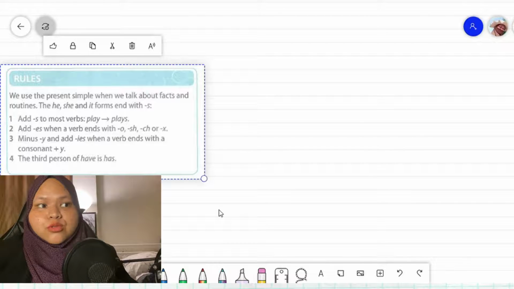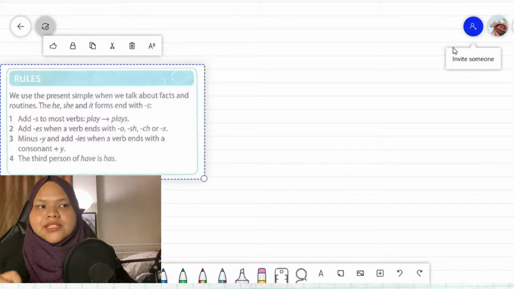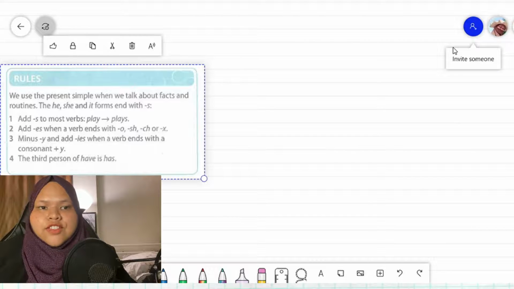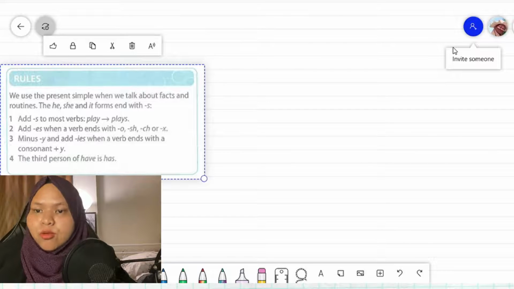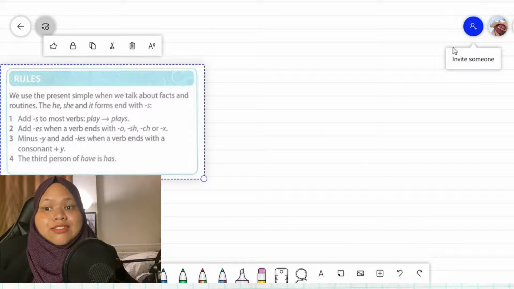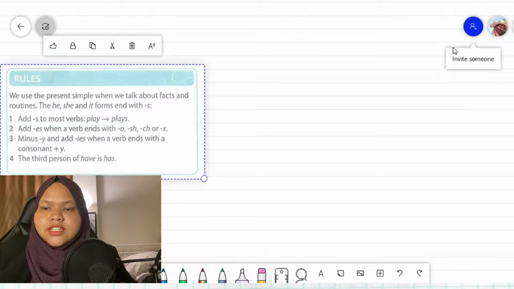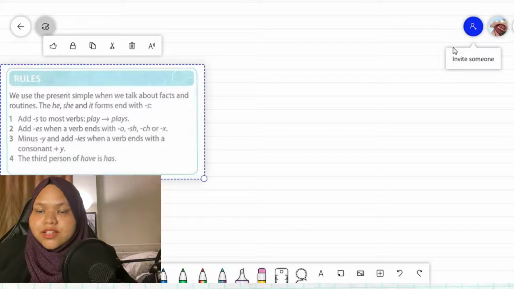Let's talk about the rules of adding S. Kita bercakap tentang peraturan syarat untuk tambah S ni. Before this, we know that if the subject is singular, the verb is singular, kuat, lemah, and then kalau nak letak S tu kita kena check subject kan. Okay, so kalau subject dia lemah, verb dia mesti kuat, kena ada S. Macam mana kita nak tambah?